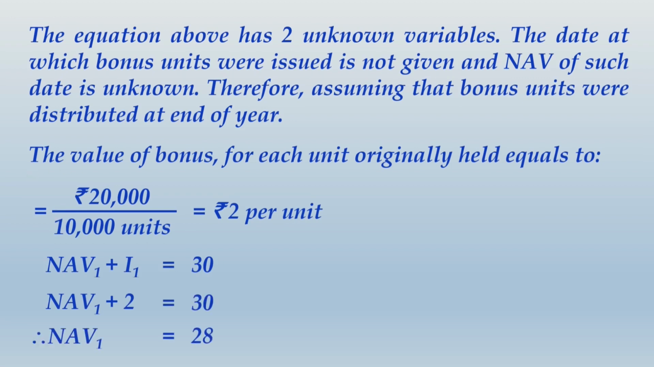Now focus on this line. Originally we had 10,000 units and the value of bonus in total was 20,000. That results into one fact that the value of bonus for each unit originally held will be rupees 2, and once we get rupees 2, I told you we can solve that equation easily. So before we go further, just understand one thing. We have replaced this rupees 2 for I1, and the moment you do that, you get the value of NAV1 as 28. So do one thing friends, write down this whole thing properly and then we move ahead.